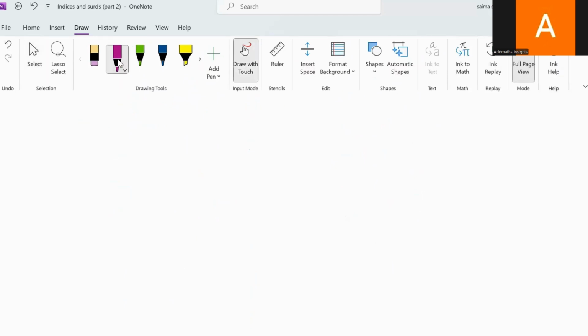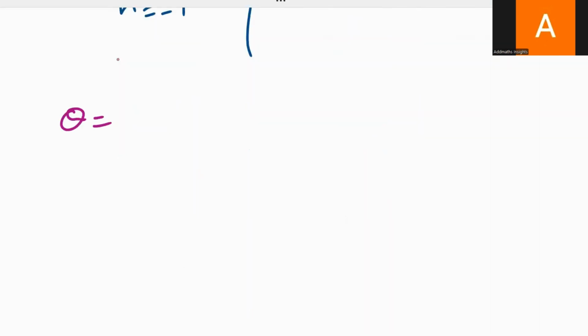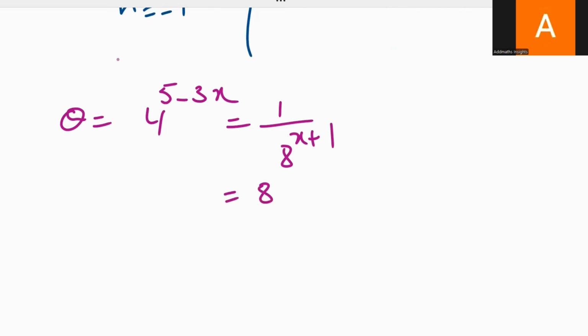For example, the question is 4 raised to the power... There may be a possibility when you are unable to make the bases on both sides the same. The first step may be that you take it up and write 8 raised to the power minus x plus 1, to avoid this fraction. First, we take this whole term up and you can write this.